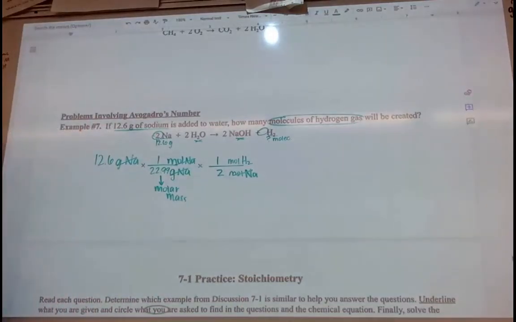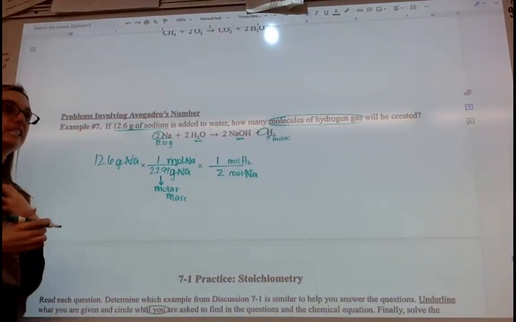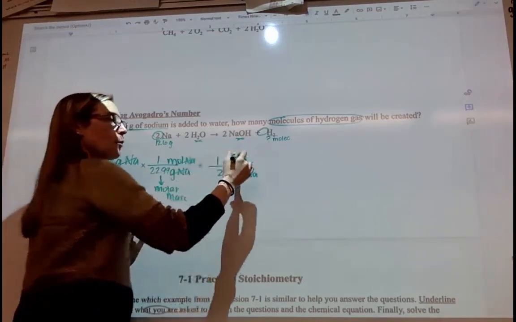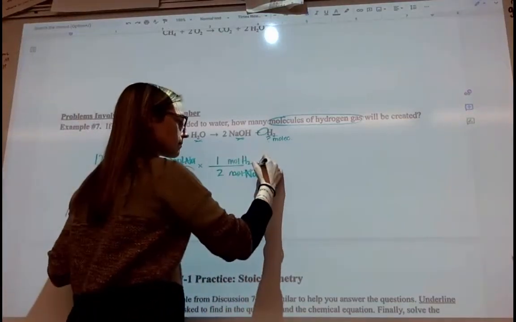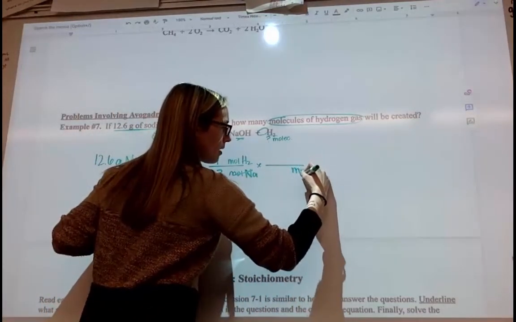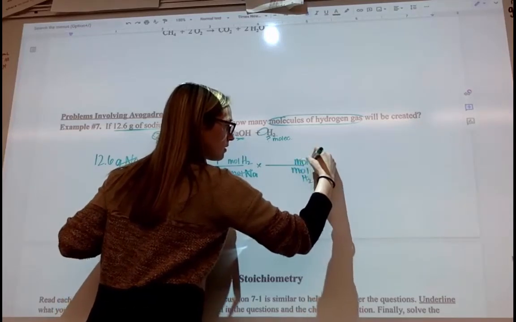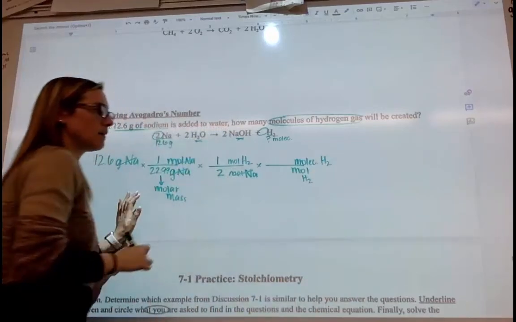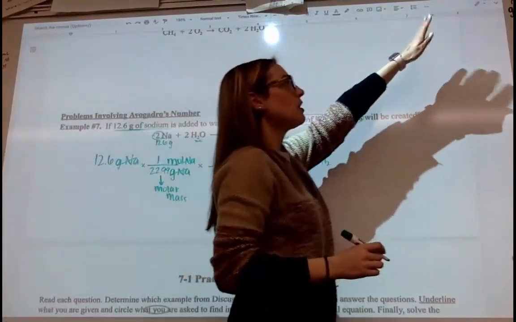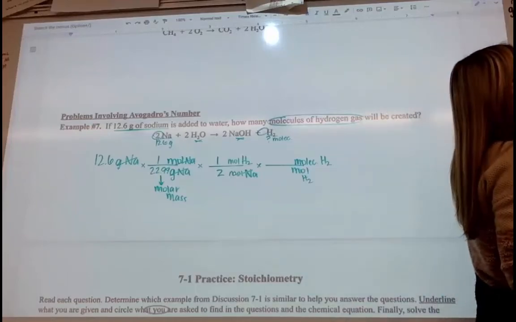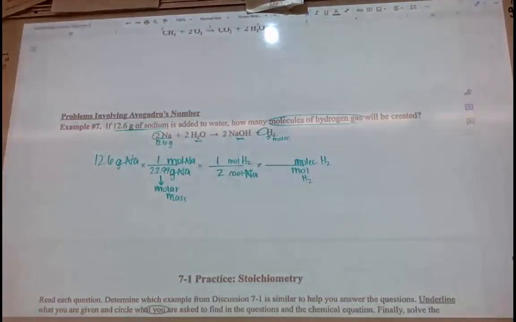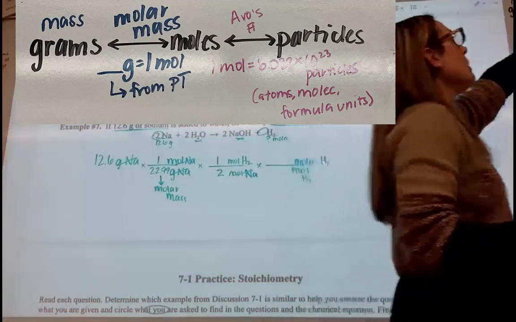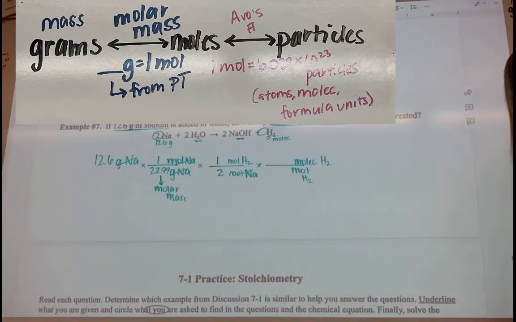If you look at my answer keys, you're going to see MOL for moles and MOLEC for molecules. We don't want moles. We want hydrogen, but we don't want moles of hydrogen. We want molecules. So I want to go from moles of H2 to molecules of H2. And if you look at our mole conversions that we did before, I can go directly from moles to molecules. A particle is an atom or a molecule or a formula unit.